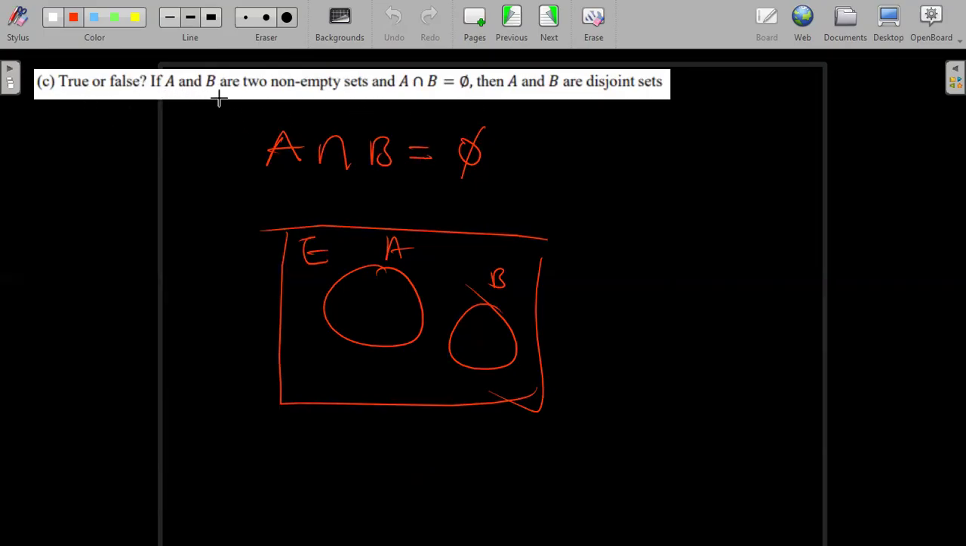True or false? If A and B are two non-empty sets and A intersect B is equal to the empty set, then A and B are disjoint sets. So is it true? Is that false? Okay, we can answer. Is that true or false? Anybody to just answer? It's just true or false. Just say true or false. You can unmute your mic and say.